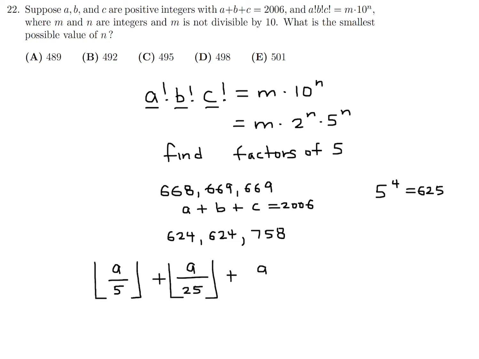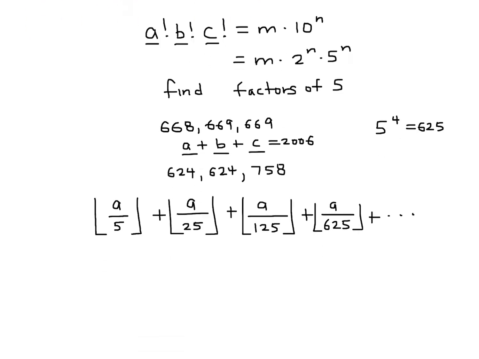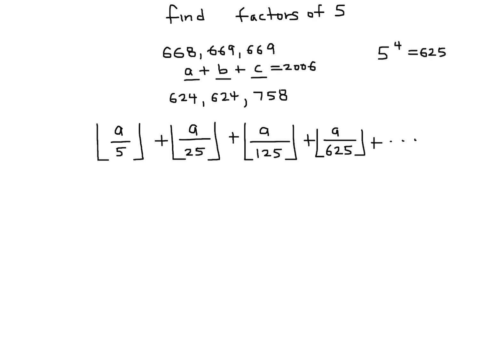And then you just keep going like this. A divided by 125, which is 5 to the power of 3, basically. And so on. A over 625, and going on like that. Okay? And you have to do that for both A, for B, and then also for C. And then add them all up. So let's do that for our values.